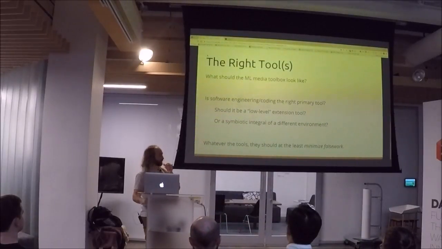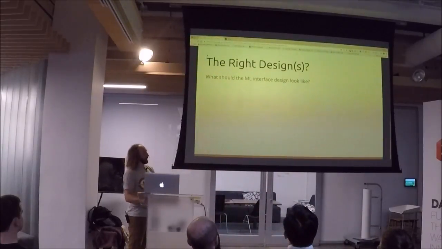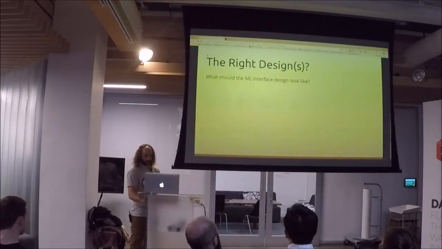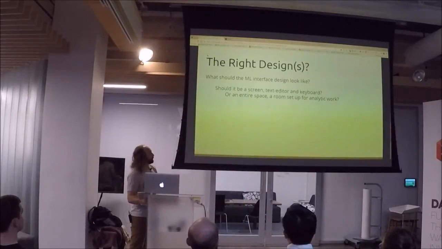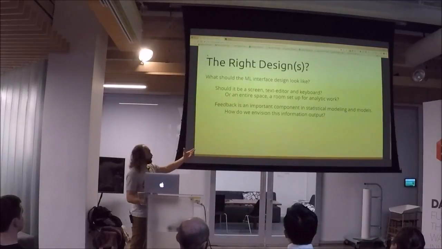We should think about something that's going to make you at least focus on the problem you care about, in the language of the problem you care about. And so when we design that, what should the design look like? What is the UX, not necessarily UI, but what is the UX of the underlying framework? Should it be a screen or a keyboard, an entire space or a room?